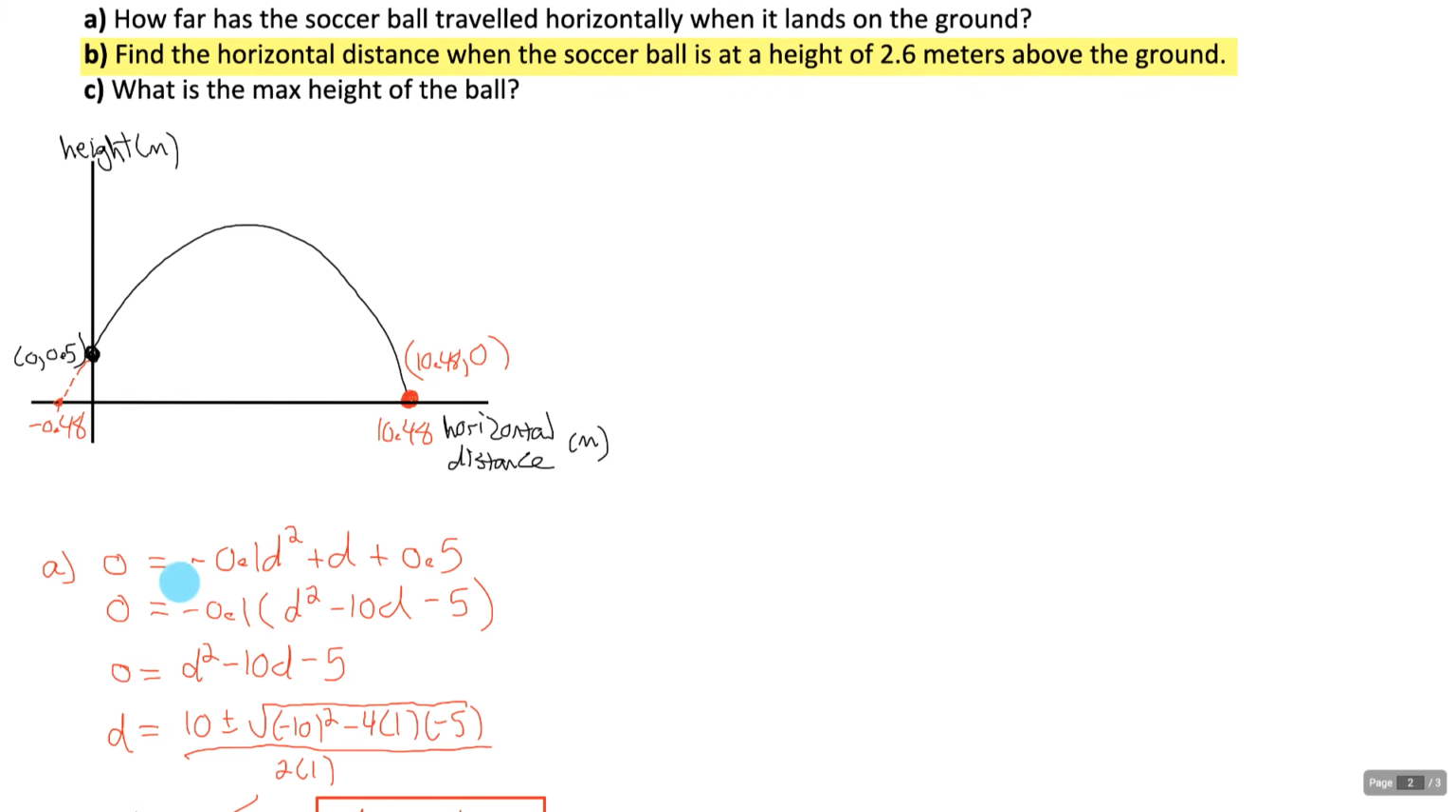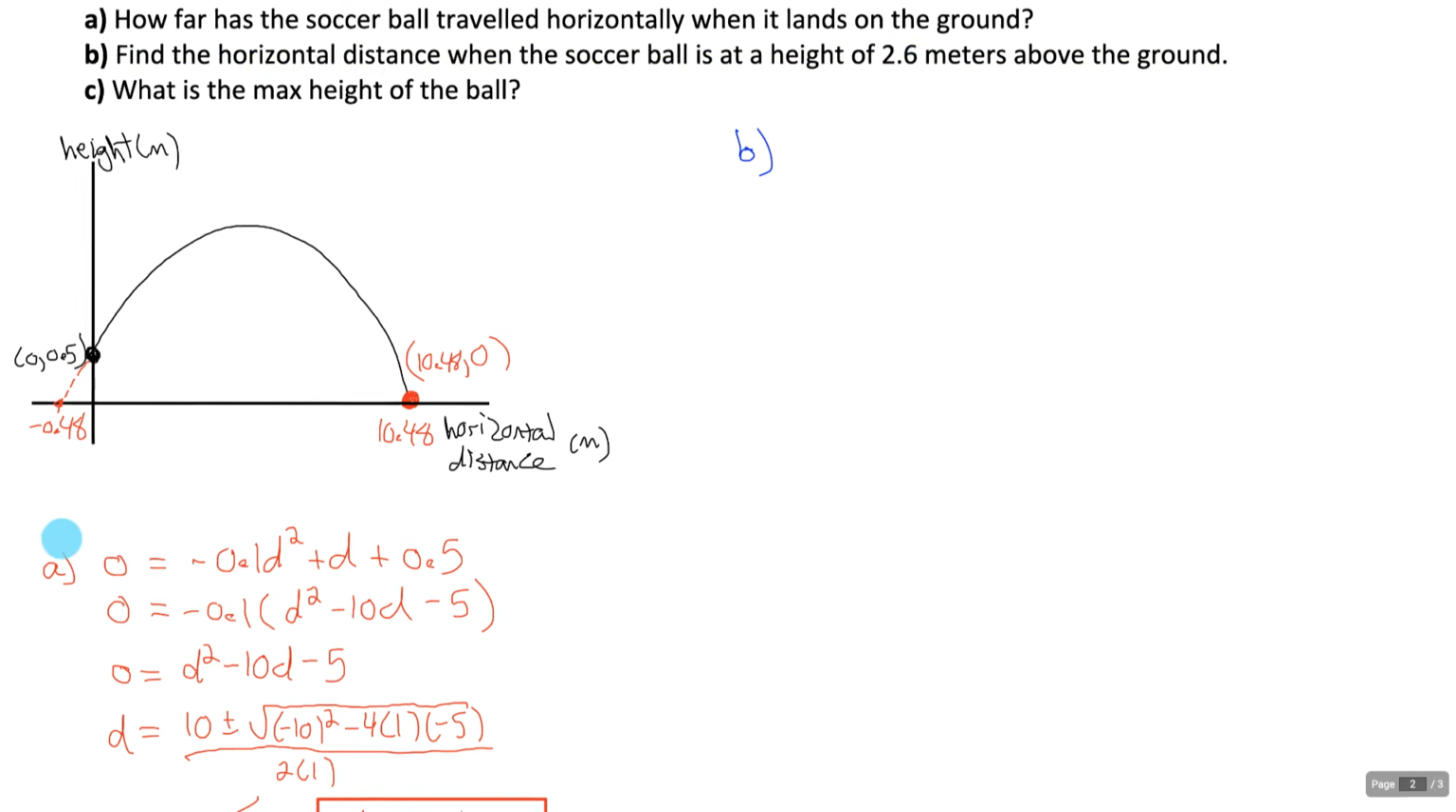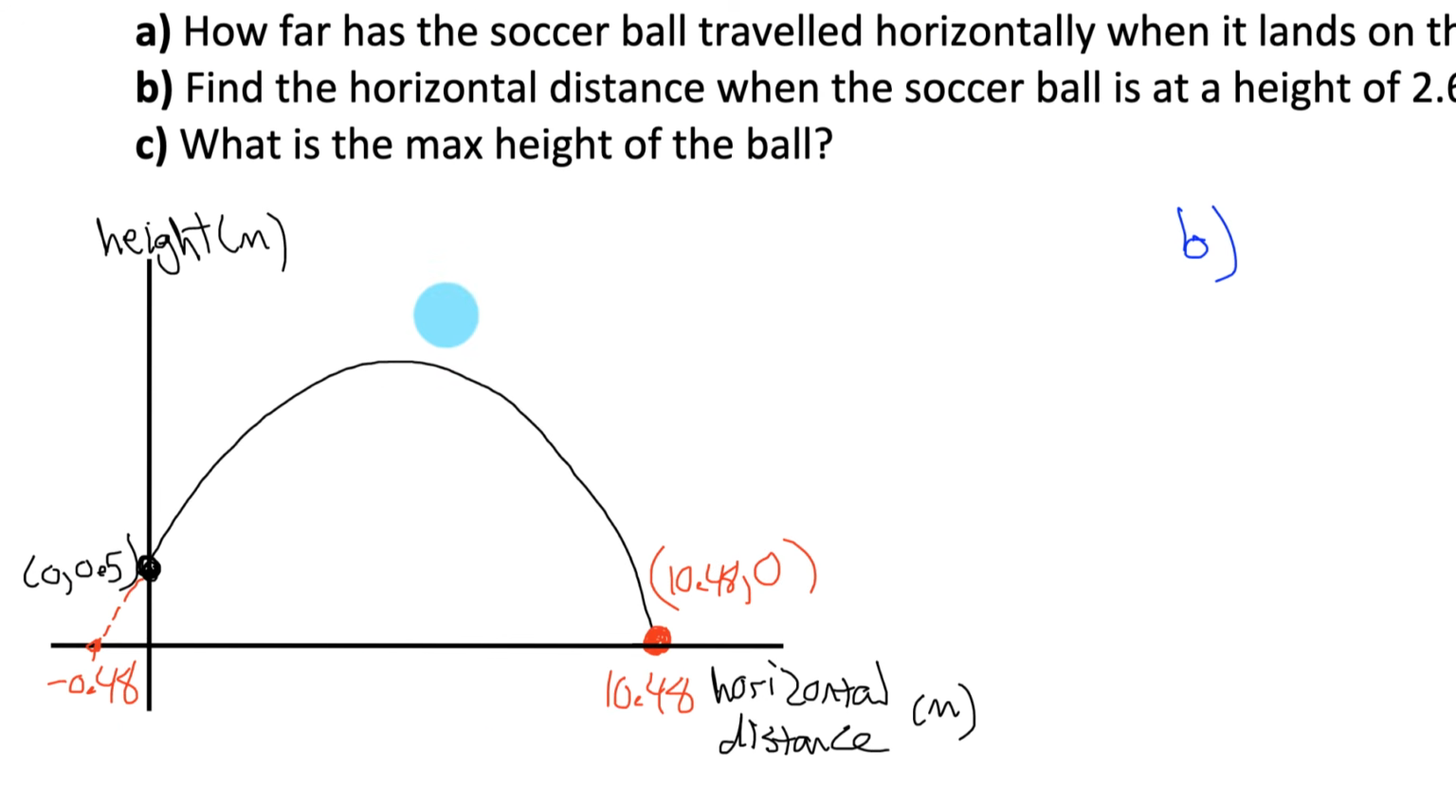Part B says find the horizontal distance when the soccer ball is at a height of 2.6 meters above the ground. When the ball is kicked, it's at a height of 0.5. It then goes up to some max height, which we'll solve in part C, and then comes back down to the ground. This question wants to know when is it 2.6 meters above the ground.